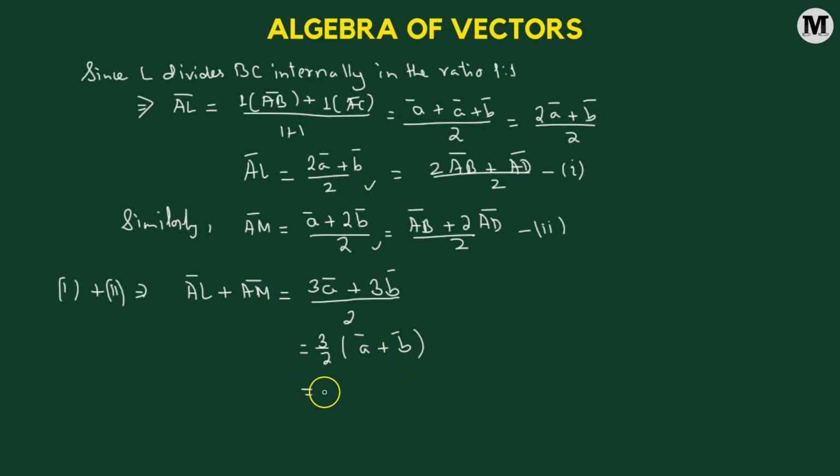But we have already defined that a vector plus b vector is the position vector of point C, so it can be replaced with AC vector. So we have successfully shown that AL vector added to AM vector will be equal to 3 over 2 times the vector AC. So we have successfully proved the problem.